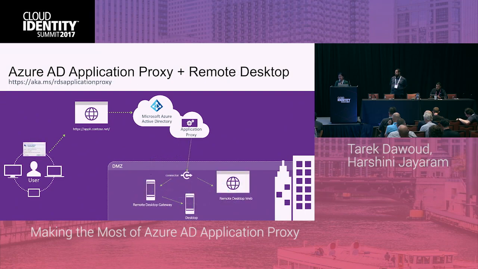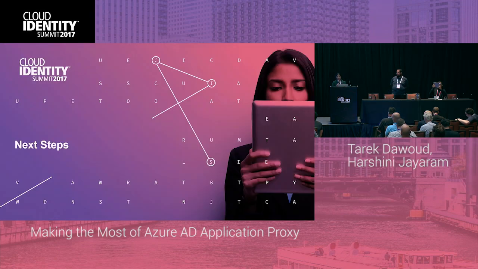And finally, just one other scenario to call out is an integration with remote desktop. So you can publish remote desktop with application proxy. And in this case, why would you do that? Well, with application proxy, you're bringing all the benefits of Azure Active Directory to remote desktop. You're reducing your surface area for attacks, and it's just bringing lots of protection to that story. So that's a quick overview of application proxy.